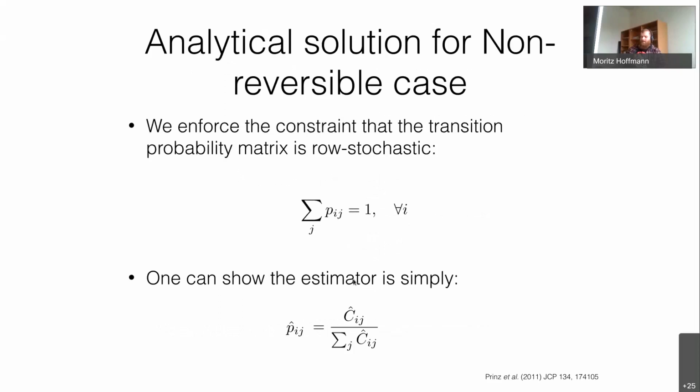And of course, we have some more constraints, right? We would like to have a probability distribution in each of the rows of our transition matrix. So we enforce that it is row-stochastic. And if we just enforce that, and because the counts are positive, or rather non-negative, I should say, we can show that the maximum likelihood estimator is really just the row normalization of our count matrix. So for the non-reversible case, it is really that simple. We just have to normalize, and then we get our transition matrix.